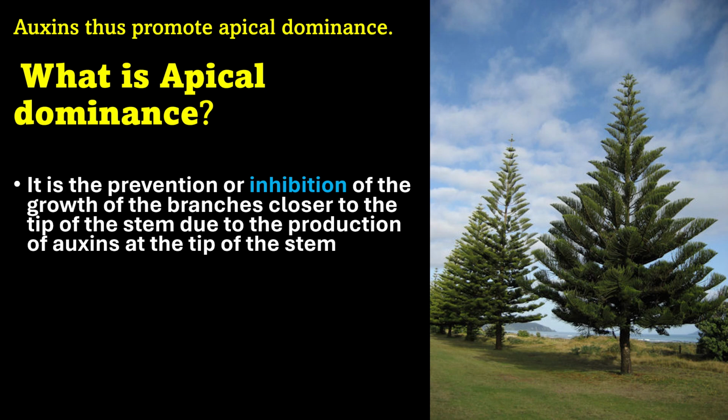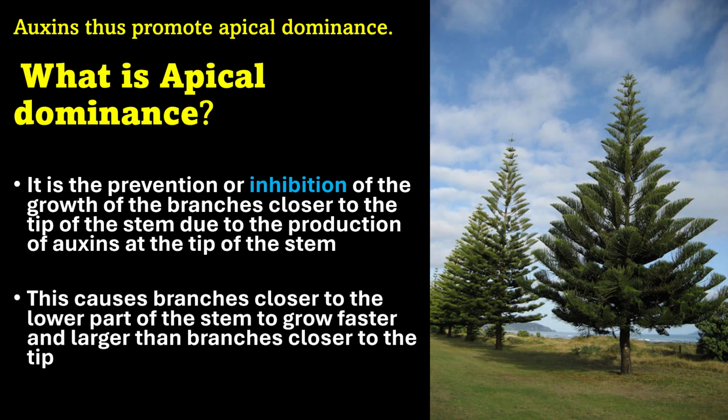Auxin is supposed to promote growth. So we have the branches and the leaves at the tip. At that same location, auxins are being produced. What is the auxin doing? The auxin being produced at the tip is actually preventing the growth of the branches. It is preventing the branches from growing larger and longer, and we need to know why.